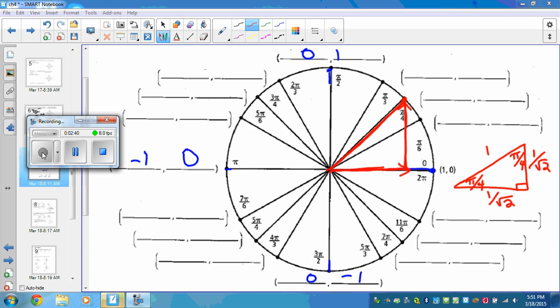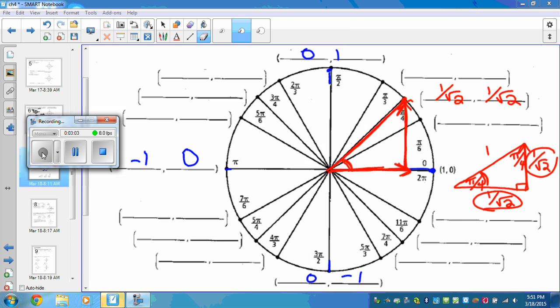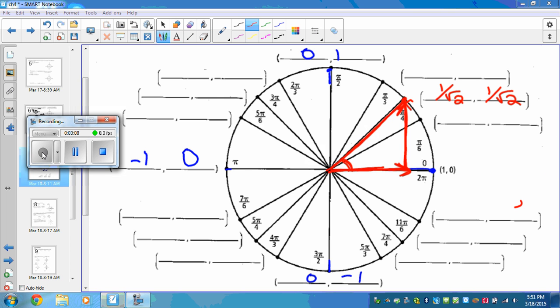Based on this, because this has a reference angle of pi over 4, I know that it has gone in the x direction, 1 over root 2. Make sure you're on the right blank. And in the y direction, I know that we've also gone 1 over root 2. Now that we've constructed this point, we can use symmetry to do every other multiple of pi over 4.